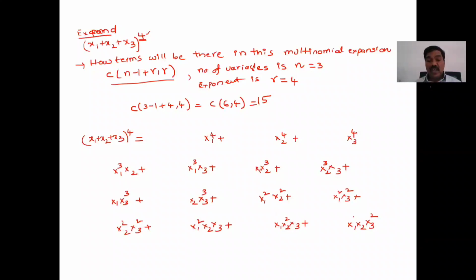Is there any other possibility? Or by this time, did we get all 15 terms? Let's count. 1, 2, 3, 4, 5, 6, 7, 8, 9, 10, 11, 12, 13, 14, 15. So we got all 15 terms. Now let us see how we write down the coefficients. So earlier for the binomial, we know it is C of n comma 0 we start, then C of n comma 1, n comma 2, and so on, C of n comma n.